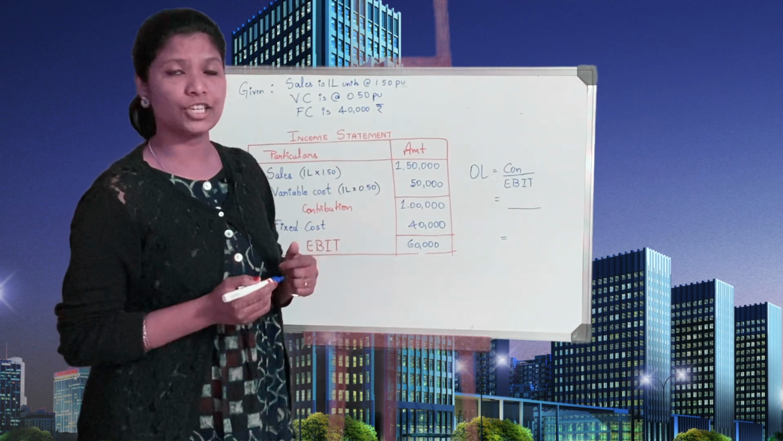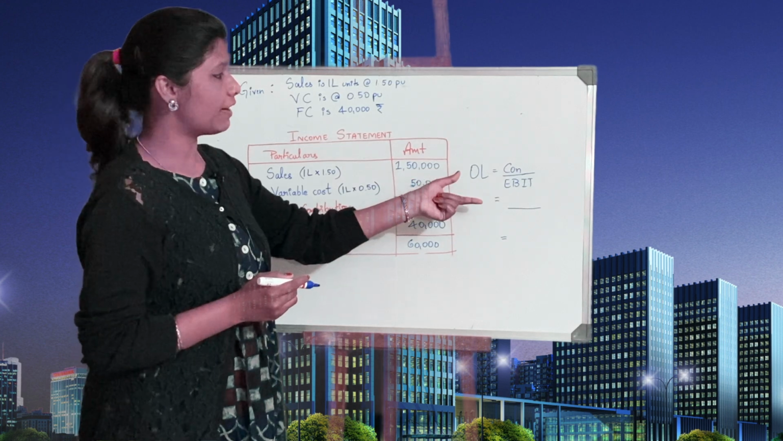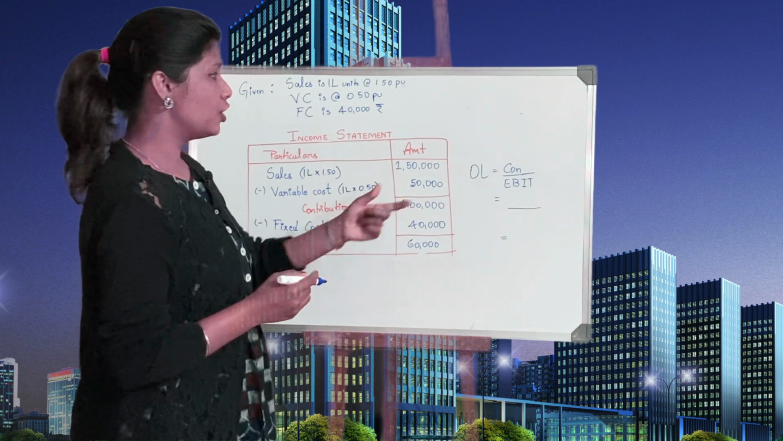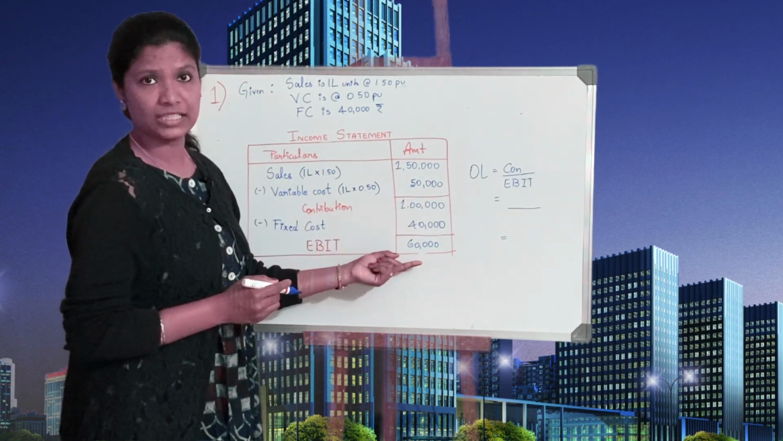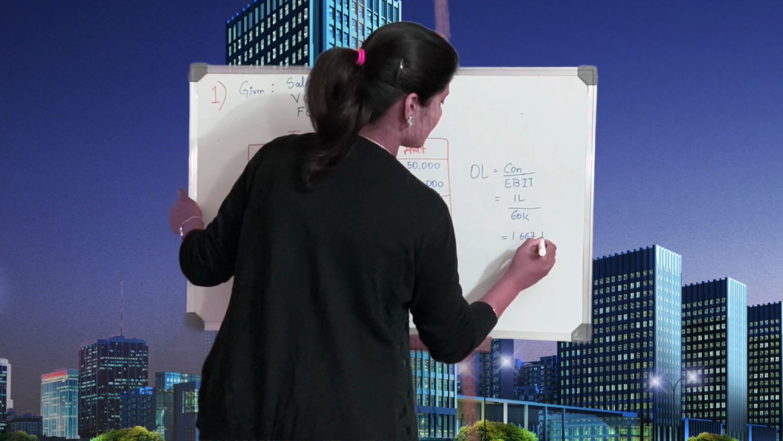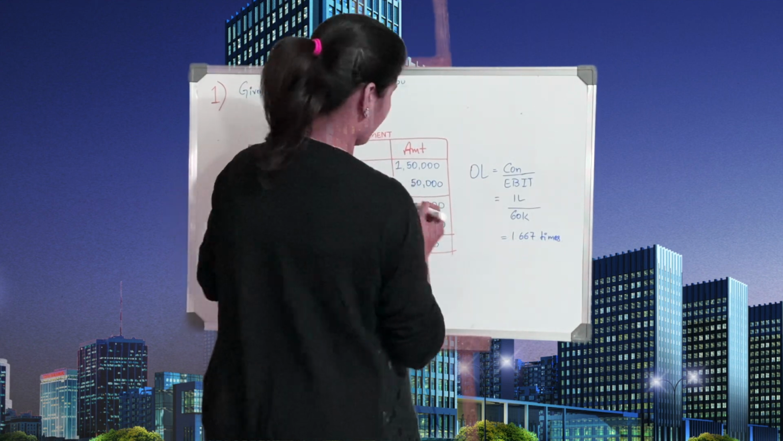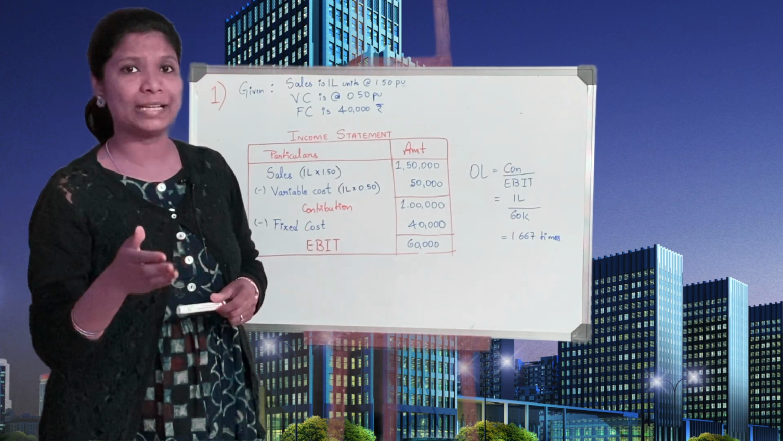So the question is asking you to find out what is the operating leverage of the firm. The operating leverage formula is OL is contribution divided by EBIT. So contribution is 1 lakh rupees, EBIT is 60,000 rupees. So 1 lakh divided by 60,000, you'll arrive at 1.667 times. So your operating leverage for the first question is 1.667.